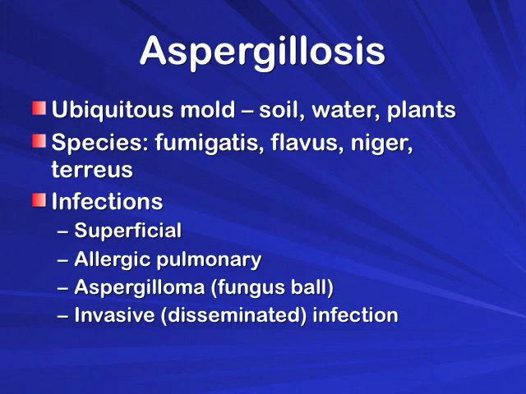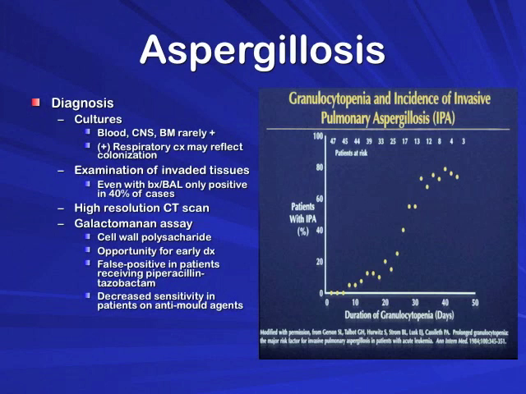Aspergillus can cause superficial infections, such as infected skin scrape. You can see allergic pulmonary reactions. It can be an allergen. But the big thing we worry about are these aspergillomas, fungus balls in the lungs or CNS. And we also worry about invasive disseminated infection with Aspergillus.